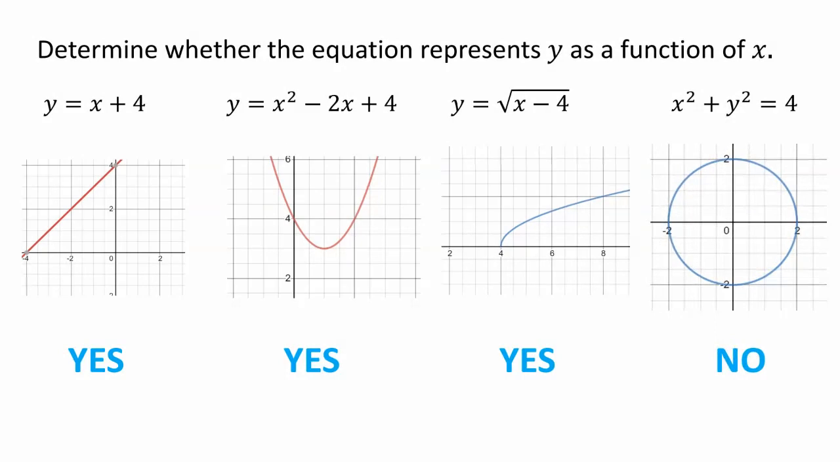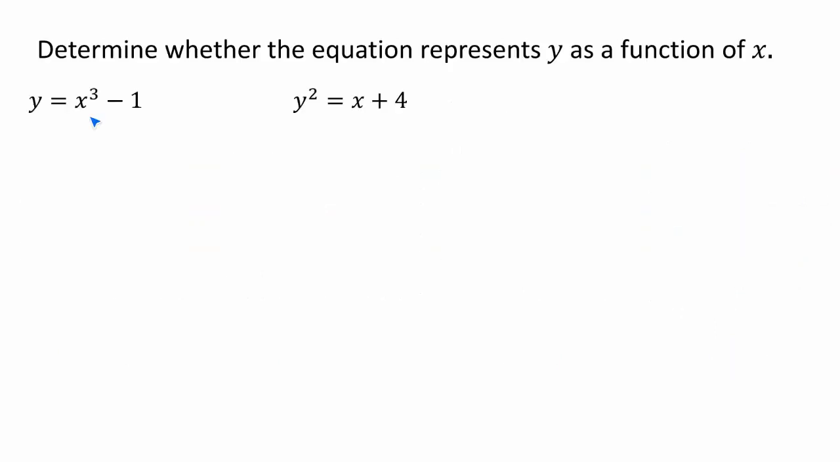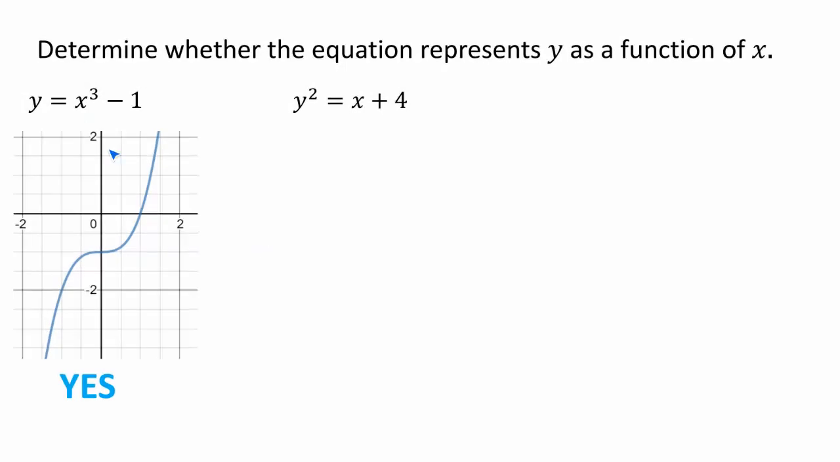Okay. So let's do one more. y equals x cubed minus 1. So the parent function is a cubic. So it's going to have that same shape, but shifted downward 1 unit. So our graph ends up here. So if we draw a vertical line test, it's still going to touch the graph only in one location. So that's going to make it a function. Now for this one, I'm going to go ahead and show you algebraically how we can figure out if it's a function first, and then I'll show you the graph.